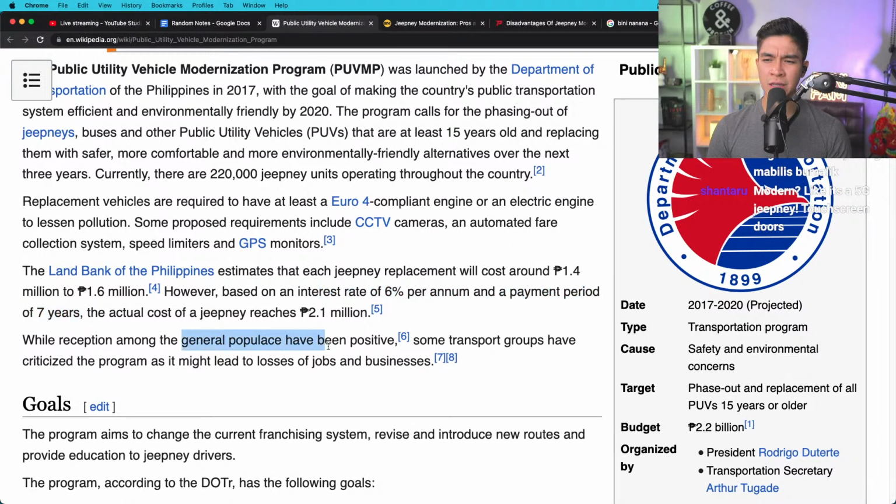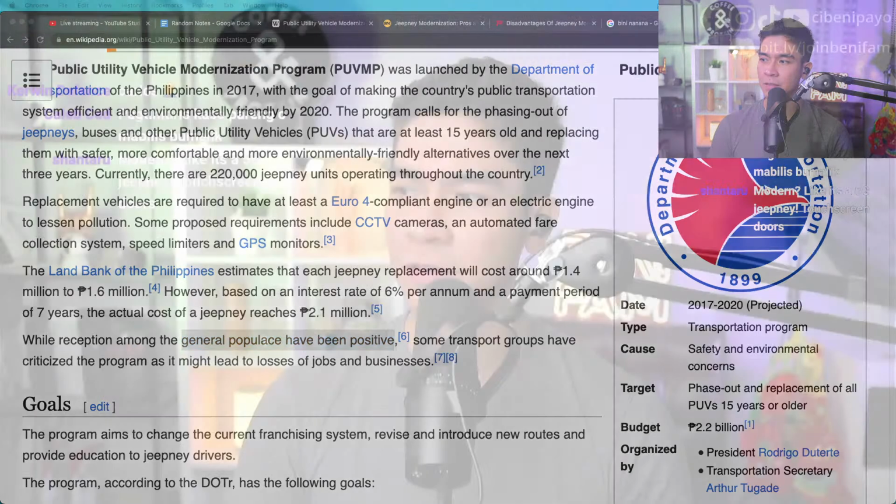So generally, positive ang feedback. Some transport groups have criticized the program as it might lead to losses of jobs and businesses. So that's one intro. Here's another one.